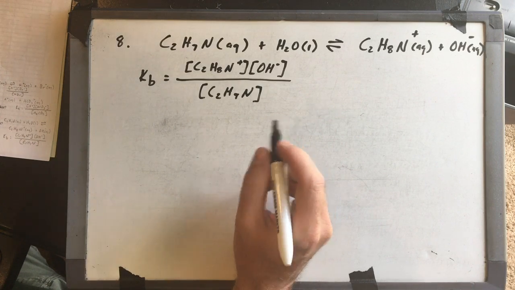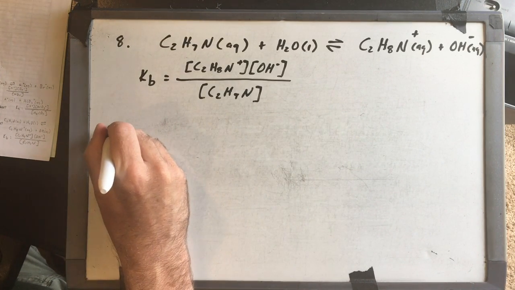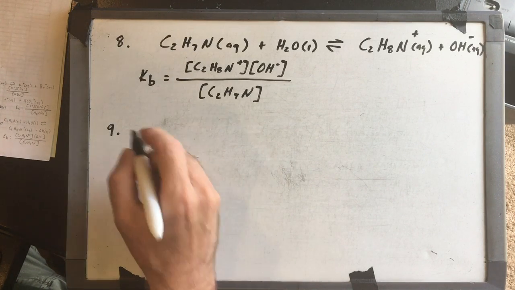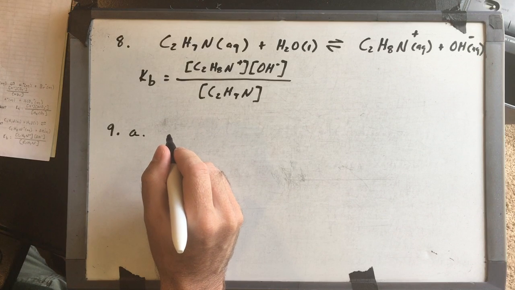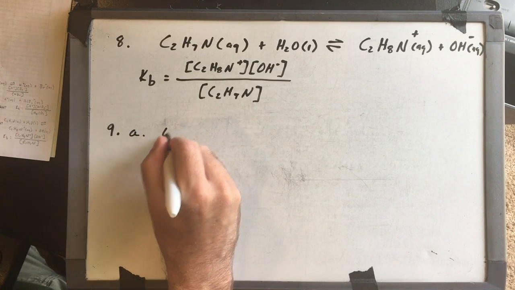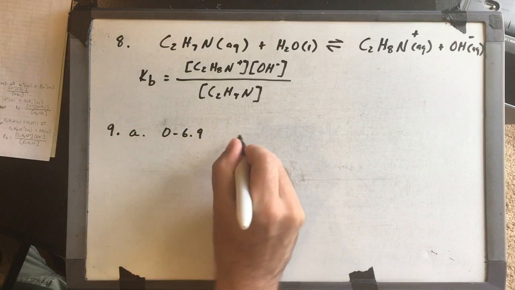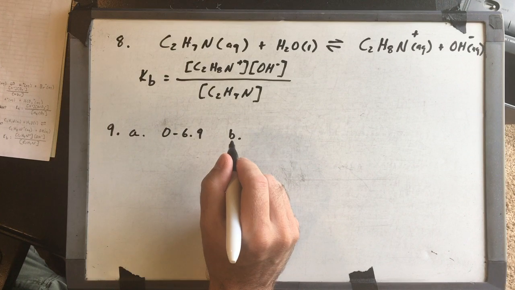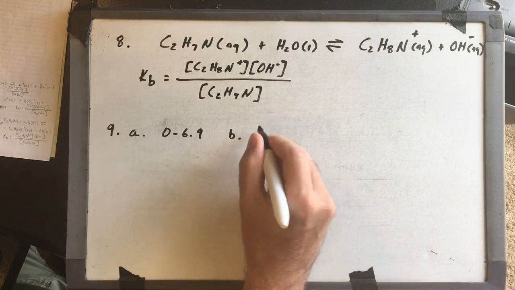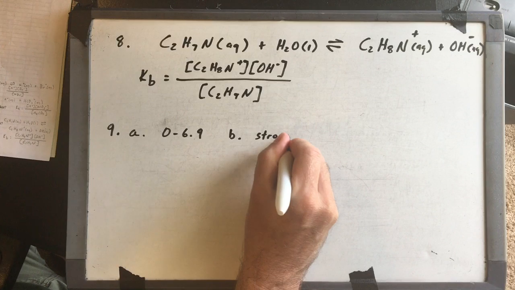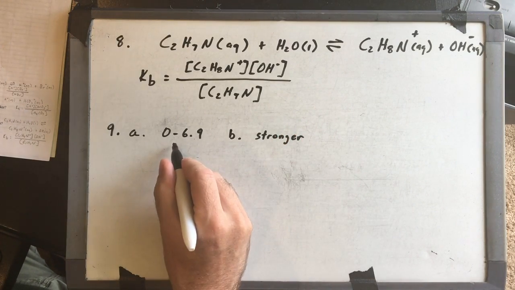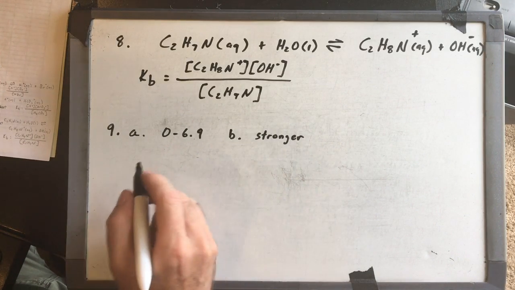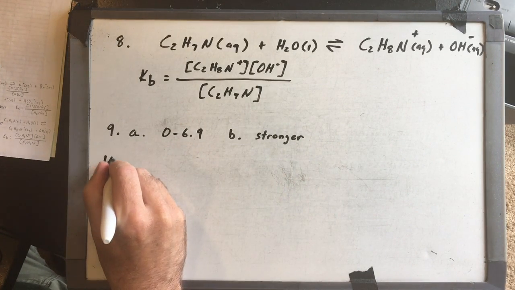Okay, I think I can get everything else on the board here. All of these easy ones at the bottom also worth 4 points. 9A, so 9 has 2 parts. What's the pH range for acids? 0 to 6.9. I think every single person got that. As the pH gets smaller, does the acid get stronger or weaker? Well, a lower pH is a stronger acid. So an acid with a pH of 1 is stronger than an acid with a pH of 6. Almost everyone got that right. I think one or two people might have accidentally missed that one.